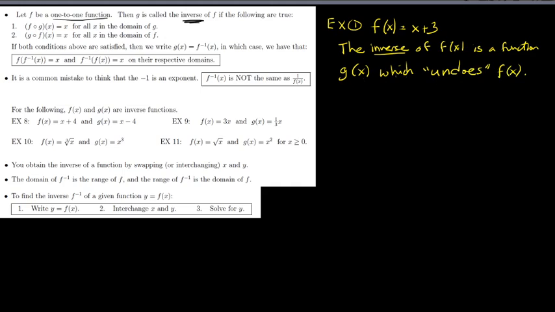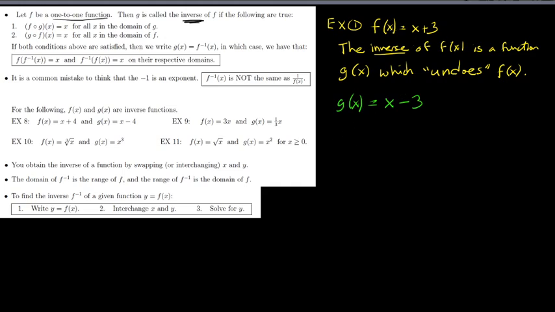So what do I mean by g of x undoes this function? Well, what's sort of the opposite? We should use the word inverse instead of opposite, but in this example they're both appropriate. If f of x takes x and adds 3, then g of x should do the opposite. What's the opposite of adding 3? Well, how about subtracting 3? So this should be the inverse in the following sense.